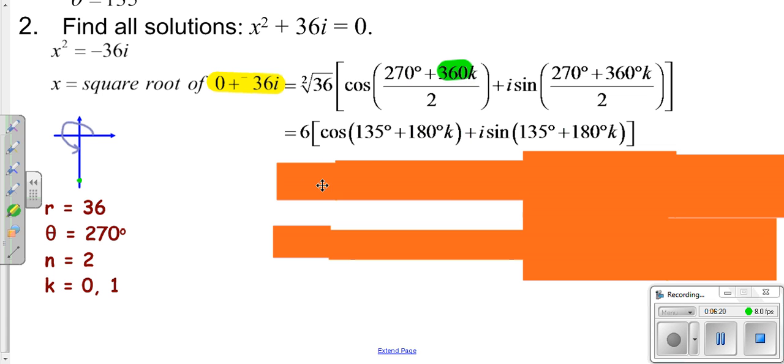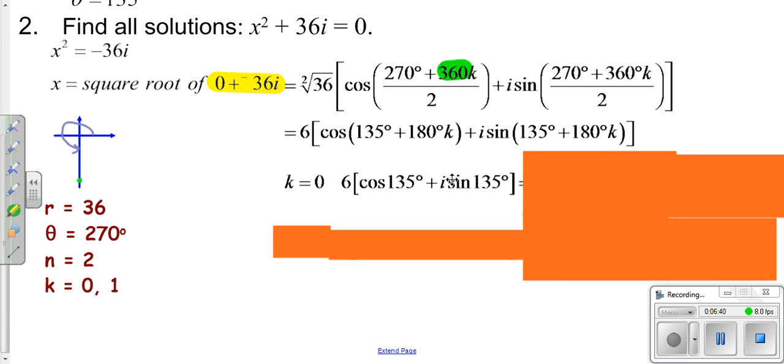Now, at this point, I can start plugging in my different values of k. I'll start off with k being 0. So I'm going to plug in 0 for my k values. It's going to do nothing to the number in front. Plug in 0 for k here. 0 times 180 is 0, so I just have that 135. And then whatever I have after the sine is identical. So this is my answer in trig form.